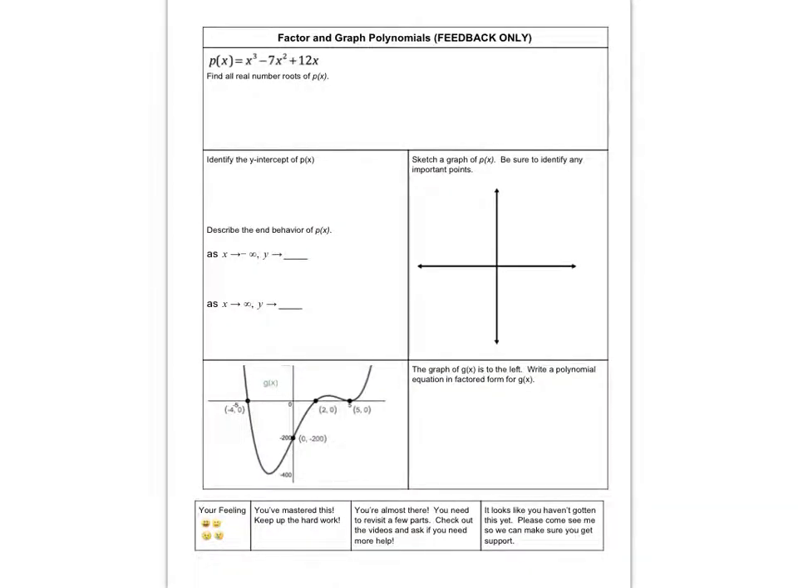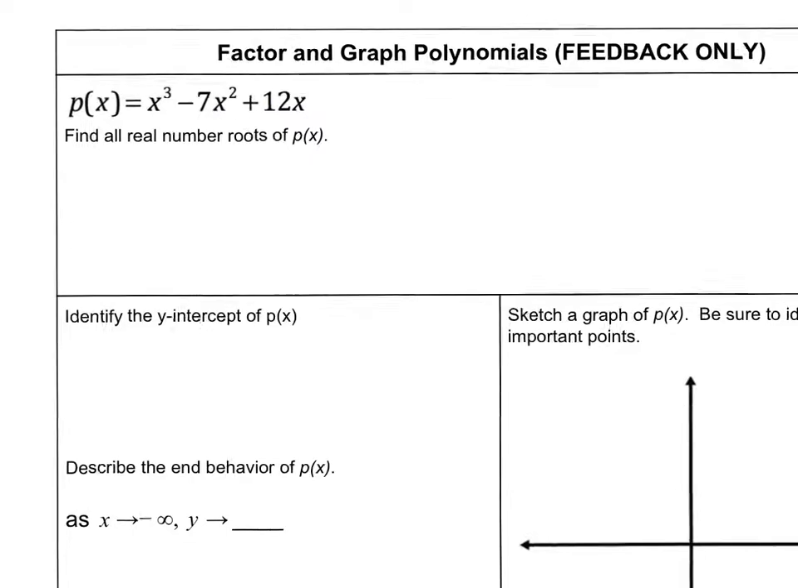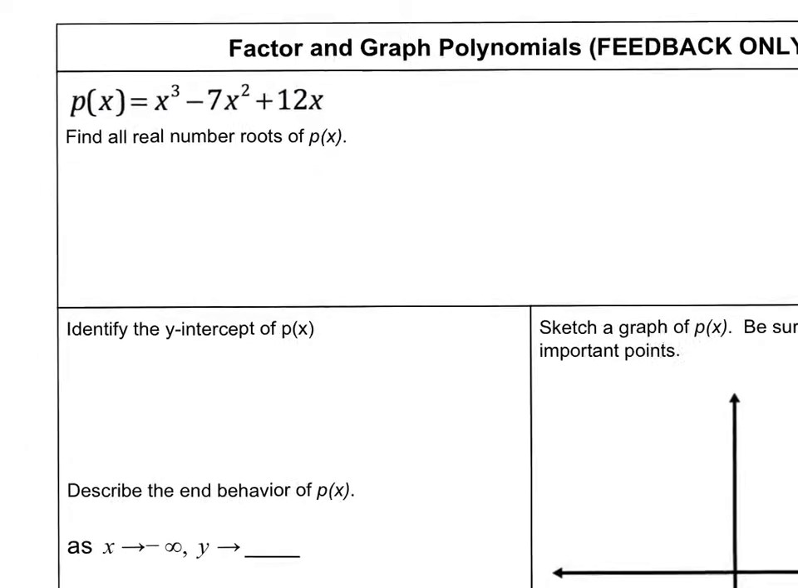Moving on to factoring and graphing polynomials. This was the newest topic. We also had a break in between learning about this and spiraling for many of us, so this was one that we had a lot of trouble with. When we're asked to find all the real number roots, the first thing we want to do is to factor this. And then roots are the same as zeros.